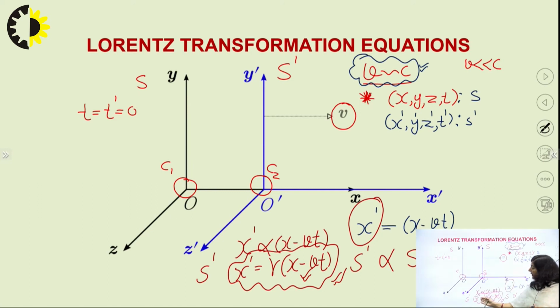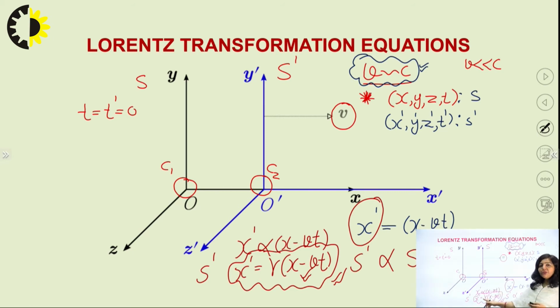If you can write x dash like this in S dash, then according to the first postulate of special theory of relativity, we have a similar type of equation in frame S. If for S dash we have this equation, then according to the principle of equivalence, we have a similar type of equation in frame S. What will be that equation?